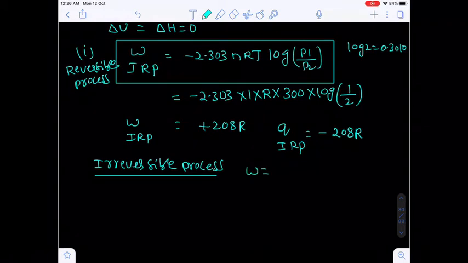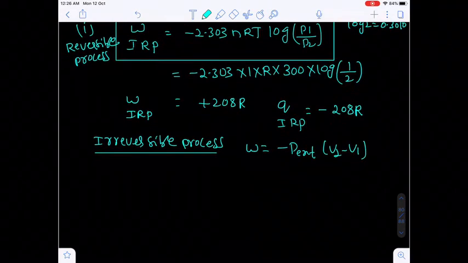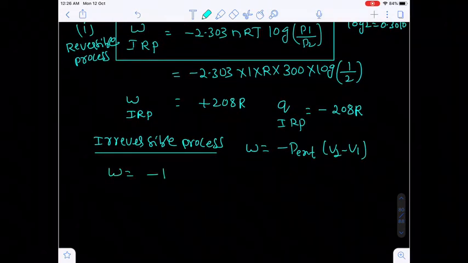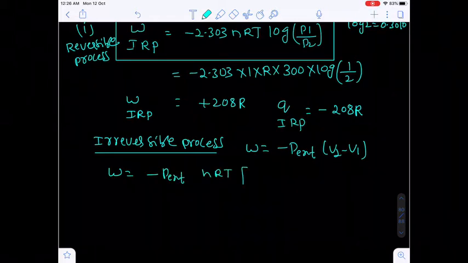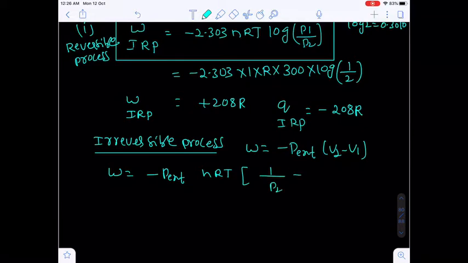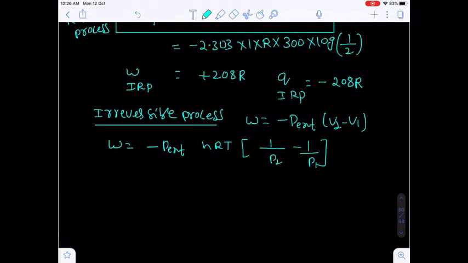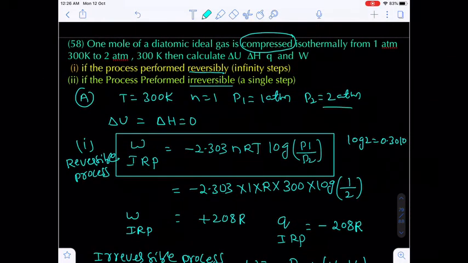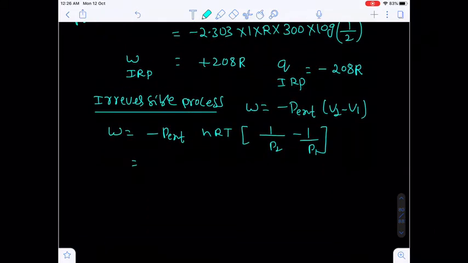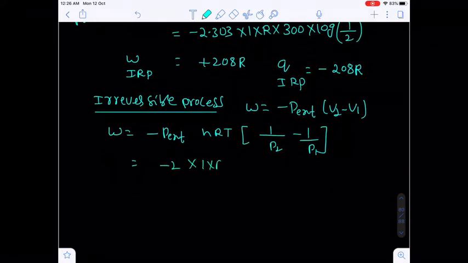Again, what will be the work done in the irreversible process? Minus P external into change in volume. Again, the volume will be expressed in terms of pressure. So minus P external into nRT (1 upon P2 minus 1 upon P1). Directly I am using it. Here the P external will be the final pressure. What is the final pressure? 2 atmosphere.